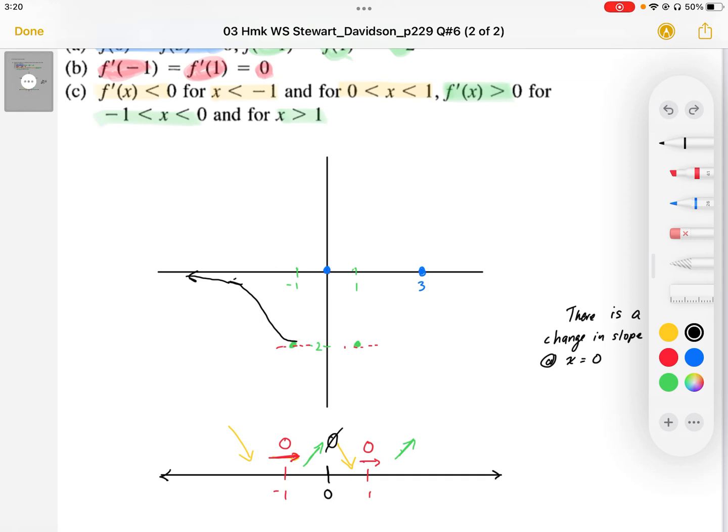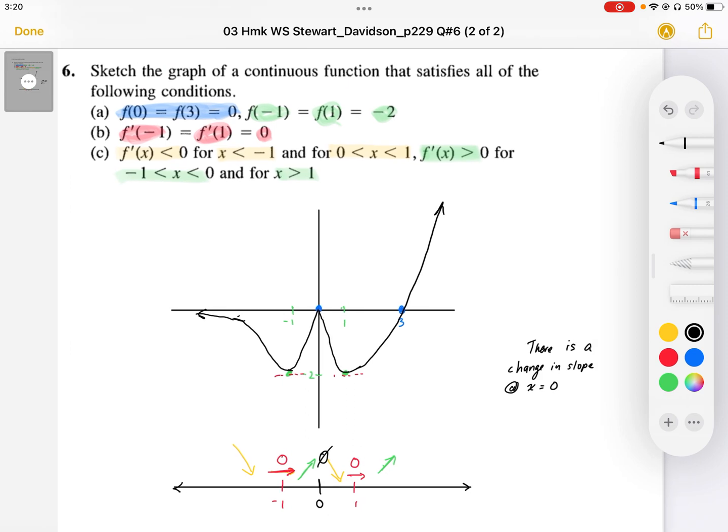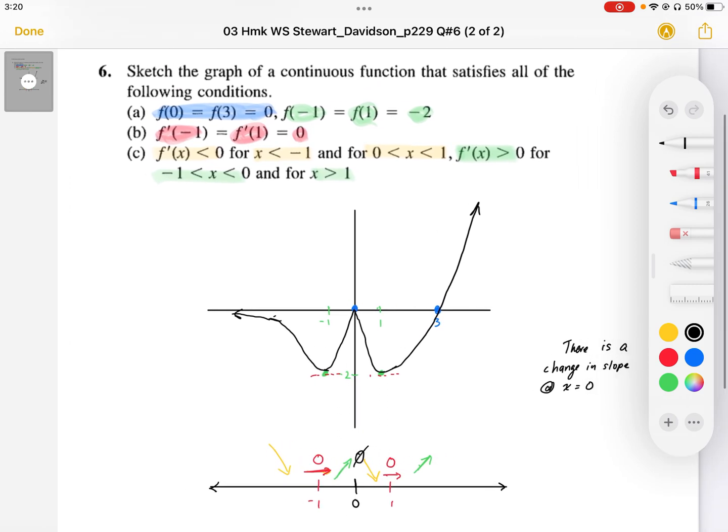I better draw that a little bit better. So it's going to come through here, but it's going to change direction. So it must be one of these kinks. So it's going to change direction. There's my change of slope at 0. I've got a minimum point here because again, that's a slope of 0. It's going to curve up through that point and look like this. So this is what my continuous graph is going to look like given those parameters.